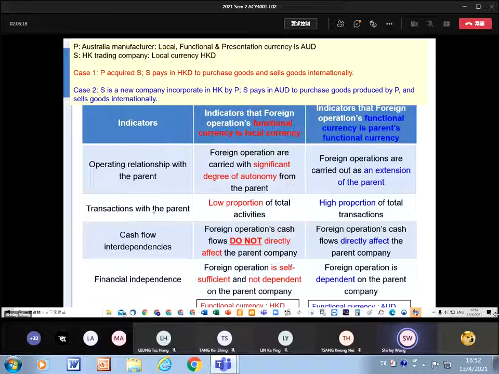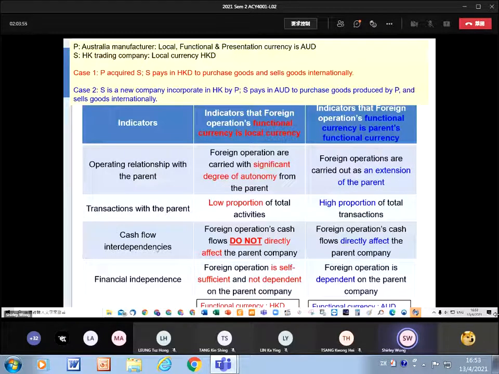So let's look at the transaction with the parent company. In case 1, the transaction with the parent company will be very low. Maybe they just have some receivable and payable. It is not that much because the holding company and the subsidiary will operate individually. However, under case 2, because the subsidiary needs to pay AUD to purchase the goods produced by P, therefore we will say that it has a high proportion with the holding company. Unlike this situation, there will be a low proportion.